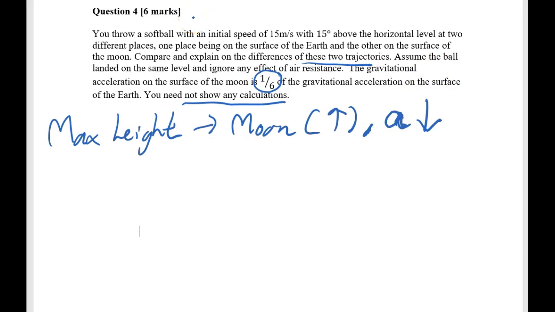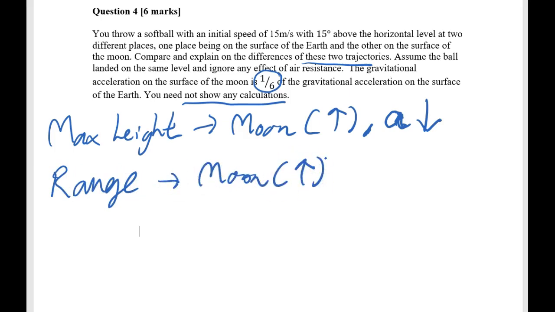And one more point that you have to tell us is range. Again, the range on the Moon shall be greater. One of the reasons that you can give is that the time of flight for the Moon is greater. Somehow they are interrelated with the acceleration. Lower acceleration on Moon means the time of flight is greater, which in turn gives you a greater range. So another 2 points here.